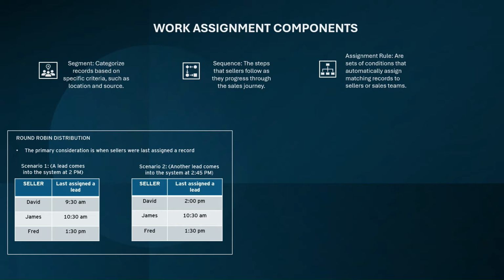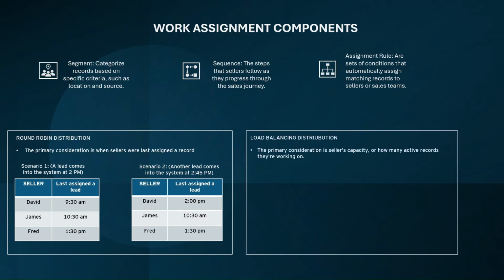Let's discuss another method, that is load balancing distribution. Under this method, the primary consideration is the seller's capacity, or how many active records they are working on. Let's consider a few examples too.